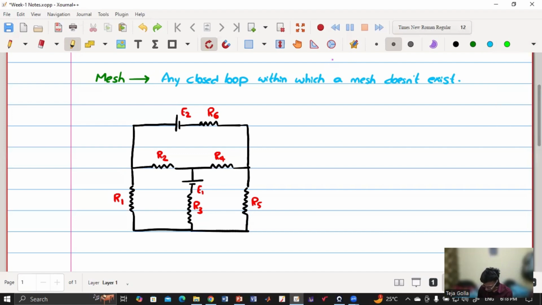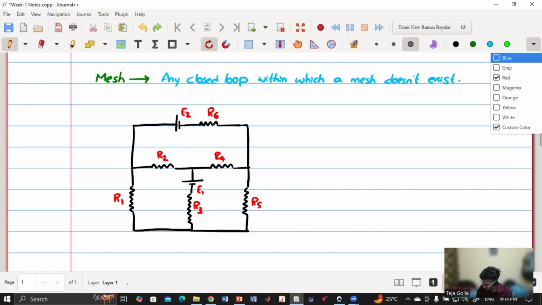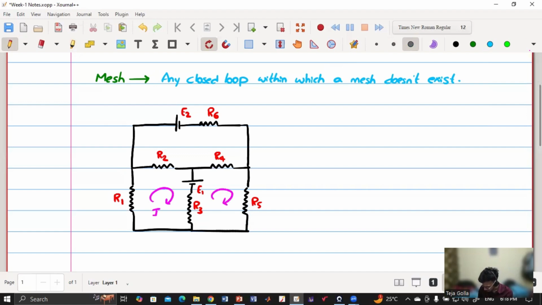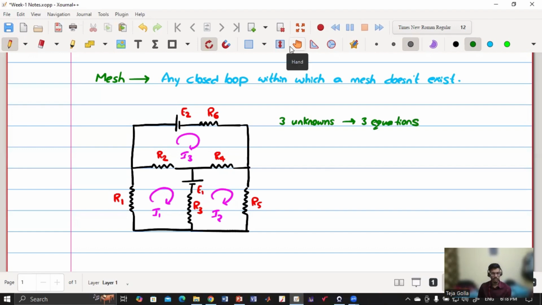So we have found three meshes. Now let us assume mesh currents. Let it be I1, let this be I2, and let this be I3. So now we have three unknowns, which means we'll get three equations. And we have to solve these three equations.